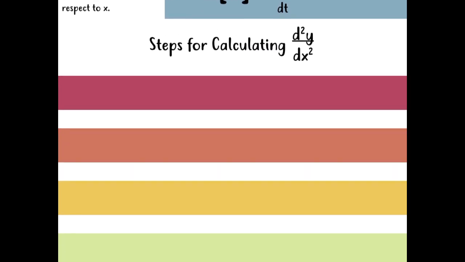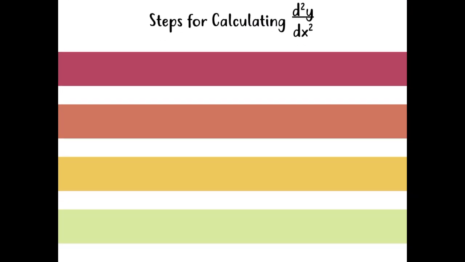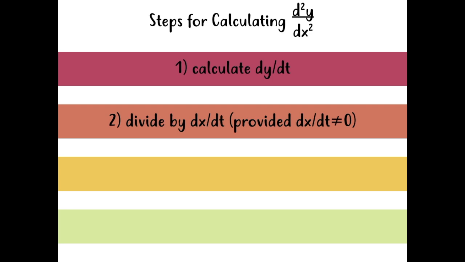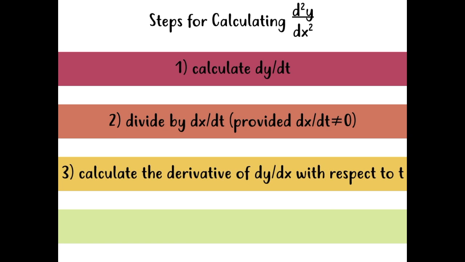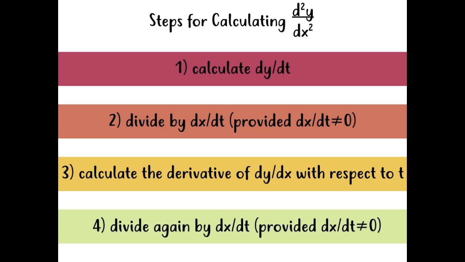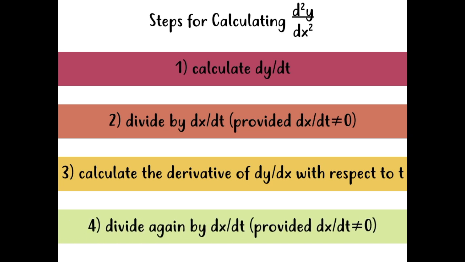Here are the steps for calculating the second derivative of y with respect to x. First we need to calculate dy/dt, then divide by dx/dt, provided that dx/dt does not equal 0. Then calculate the derivative of dy/dx with respect to t, and then finally divide again by dx/dt, provided that dx/dt is not equal to 0.